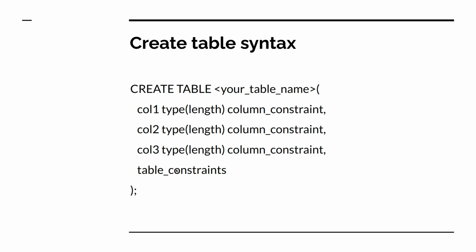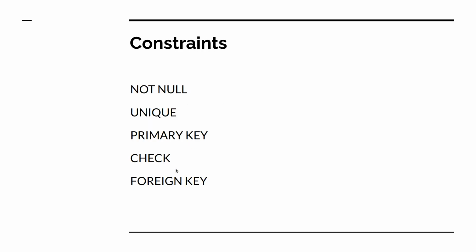Okay, now let's briefly talk about the constraints. So here you can see that these are a few constraints that we will use regularly with our tables. The first constraint is not null. It ensures the value in a column cannot be null. Okay, while inserting a record into the table, you cannot leave the value of an attribute that you set as not null empty.